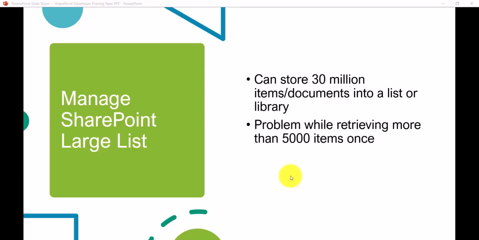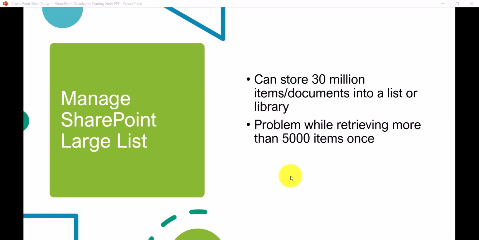I got some queries regarding how we can work with a large list. For example, you have more than 5,000 items, and then how we can actually work with that. So let's discuss these things. A couple of things we'll discuss. One thing is how to work with this large list. The second part is how we can actually retrieve, let's say, more than 5,000 items. These are the things that we are going to discuss.